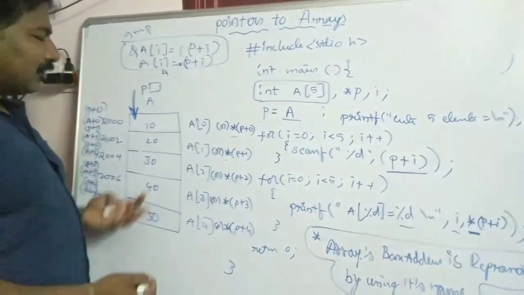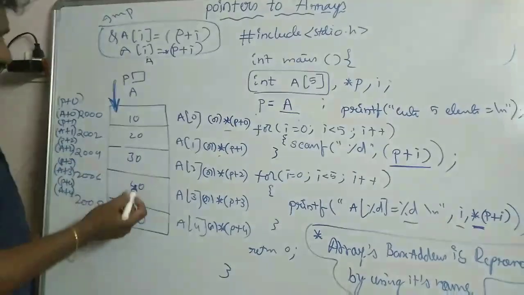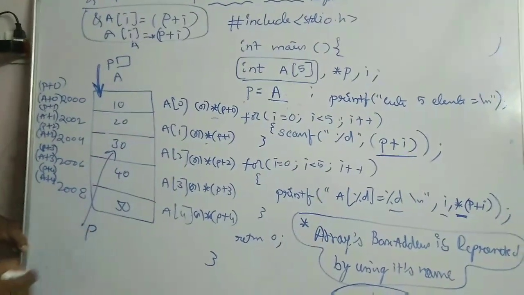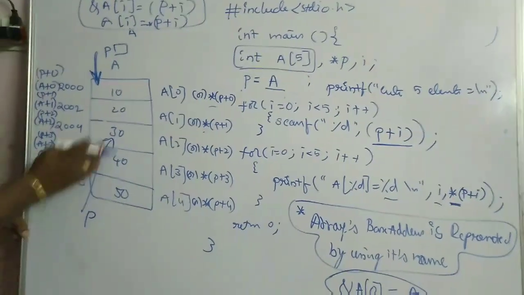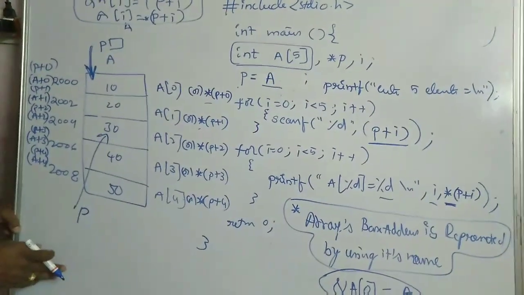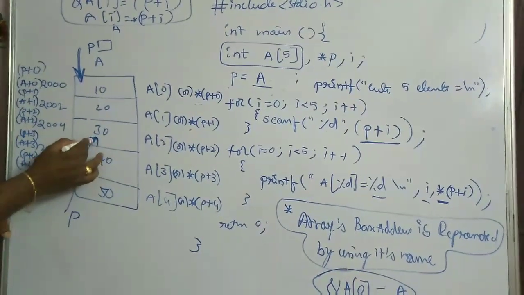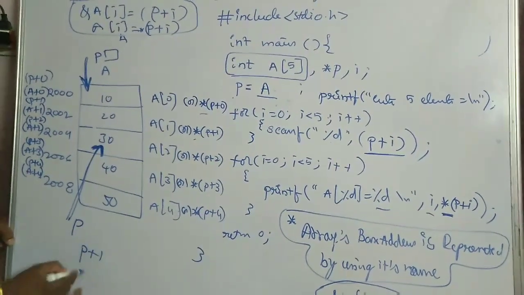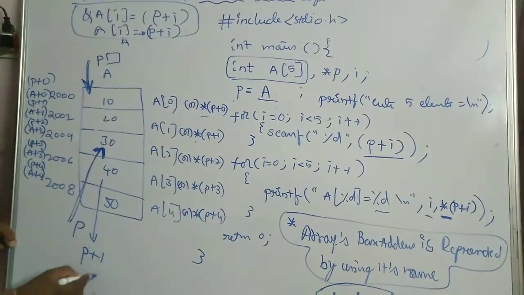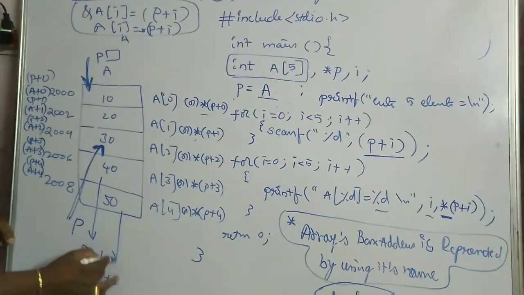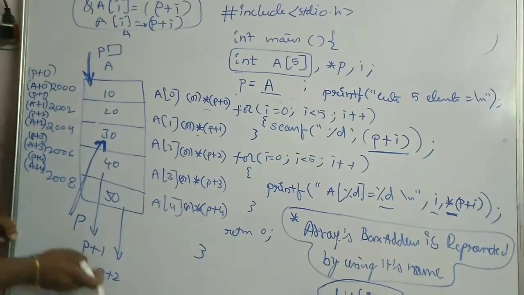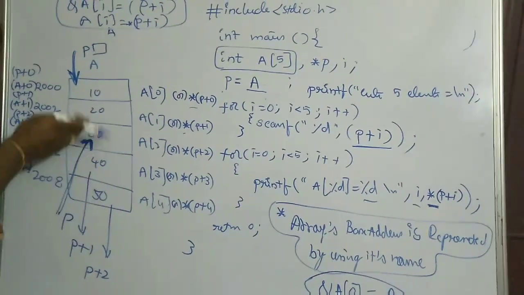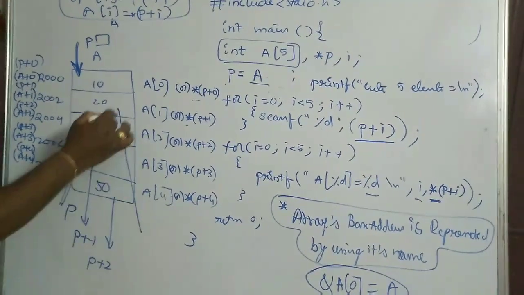For example, if my pointer is at this place, now I can add values or I can decrement values. That means if my pointer P is at this particular location, P plus 1 will give me the value 40. P plus 2 will give me the value 50. So you are just adding plus 1, plus 2, which means you are accessing the next elements. Similarly, if I want to access the previous elements, I can subtract 1 from P.